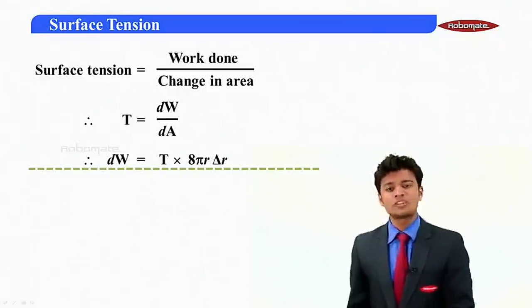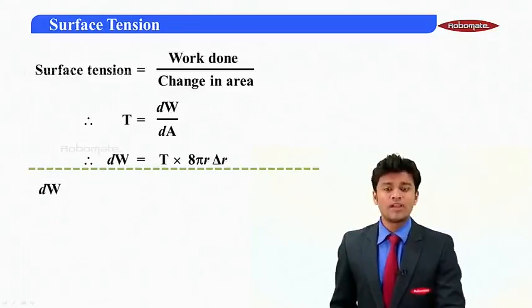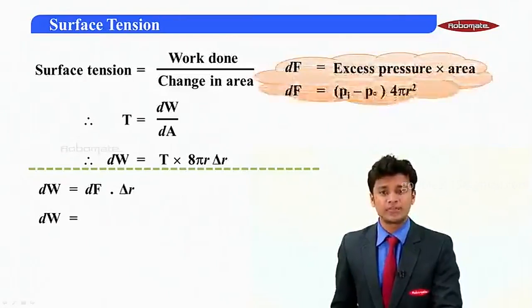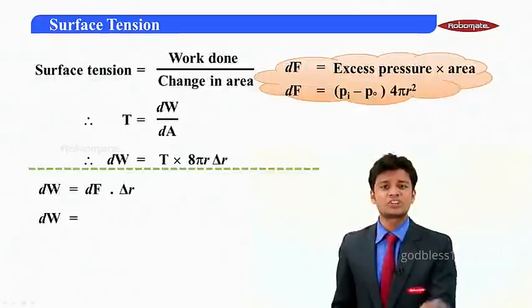Now let's go for the second part. Now class, I know that work done is nothing but force into displacement. As of now, my force is dF and the displacement is dr. So I say that dW is equal to dF into dr.